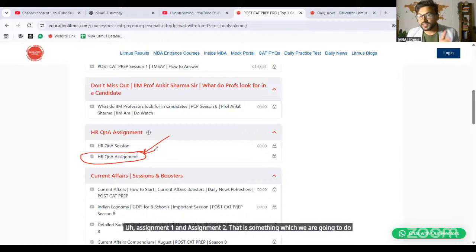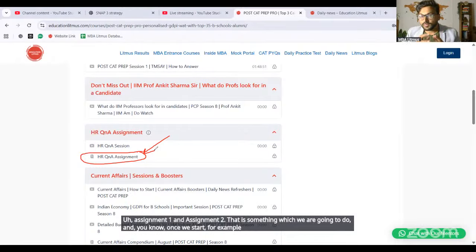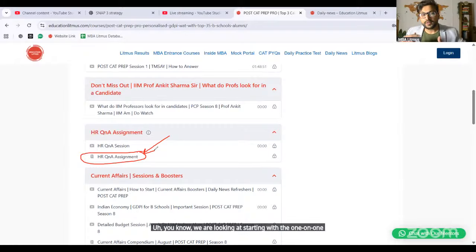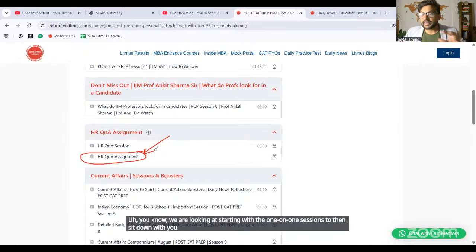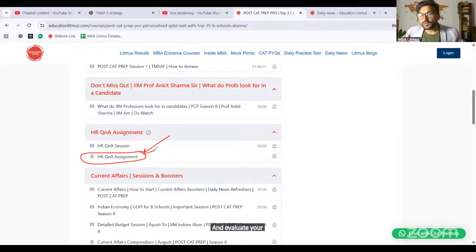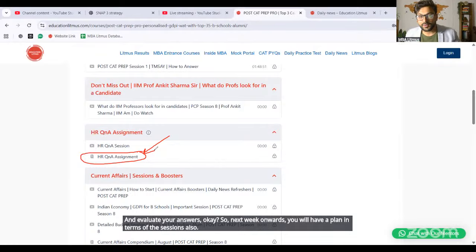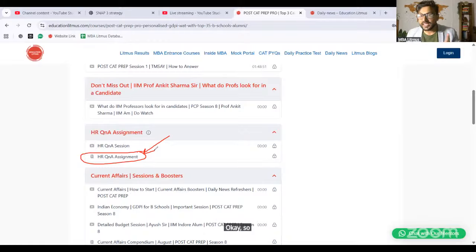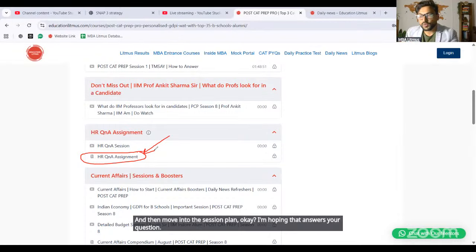And once we start, for example, in this week itself, towards the weekend, we are looking at starting with the one-on-one sessions to then sit down with you and evaluate your answers. So from the next week onwards, you will have a plan in terms of the sessions also. We are to prioritize our answers first and then move into the session plan. I'm hoping that answers your question. Kunal, have I answered your question also?